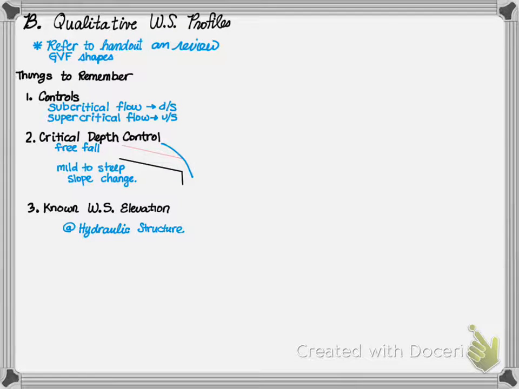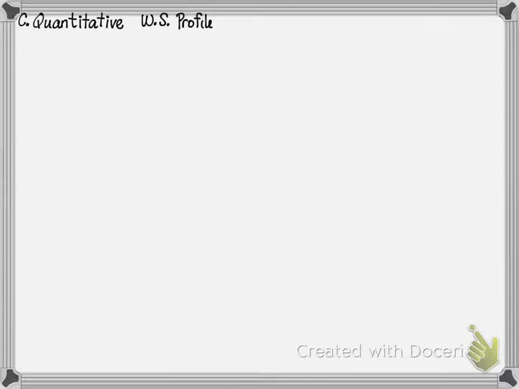We will practice this in class, but this general knowledge of our controls, what critical control is, and what's a known water surface is important. Next, we are going to perform qualitative water surface profile calculations. In order to do so, you need to remember the lessons from prior of calculating the normal and critical depth. This is important to identify the channel types.